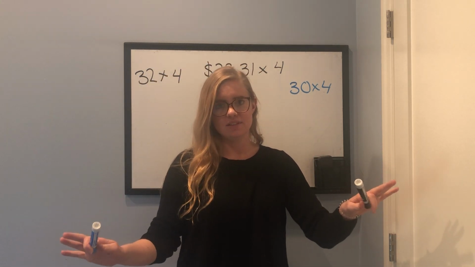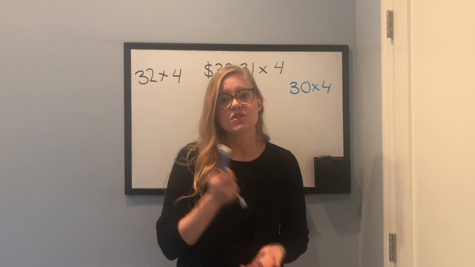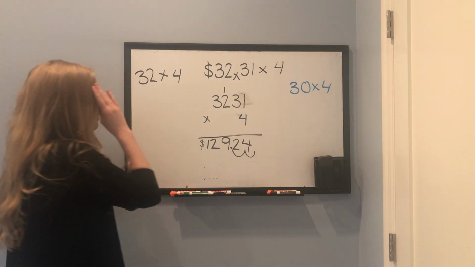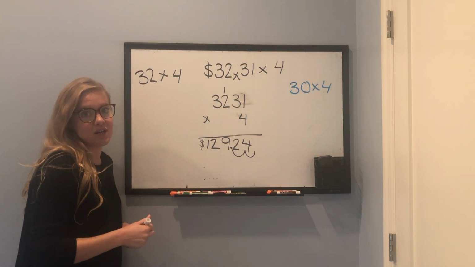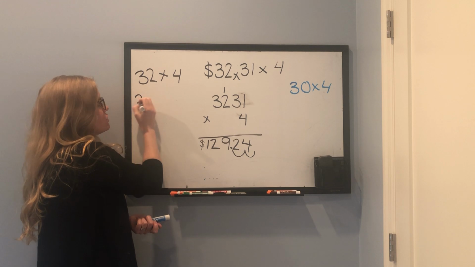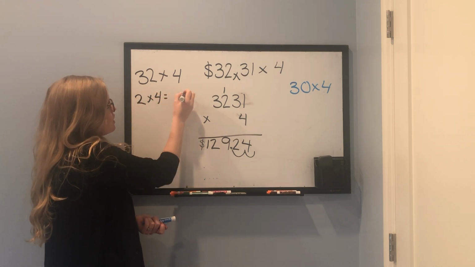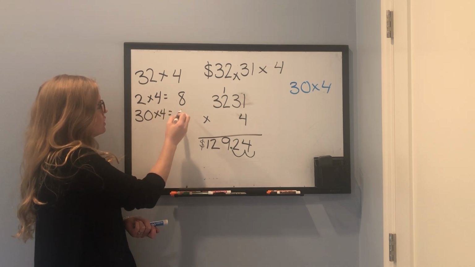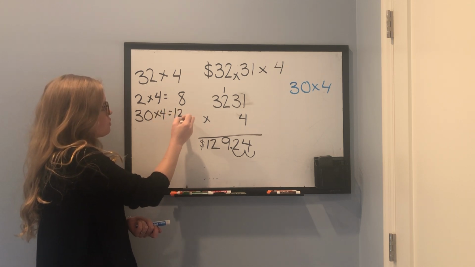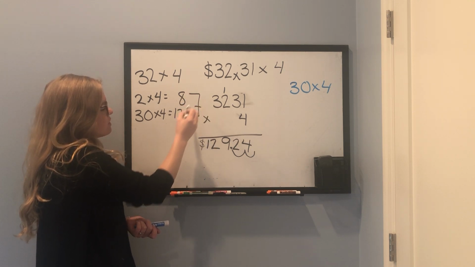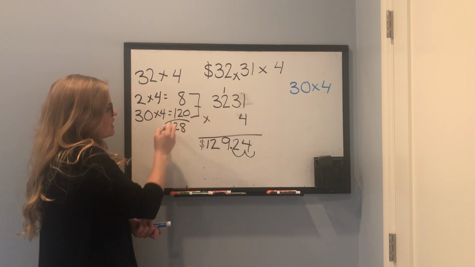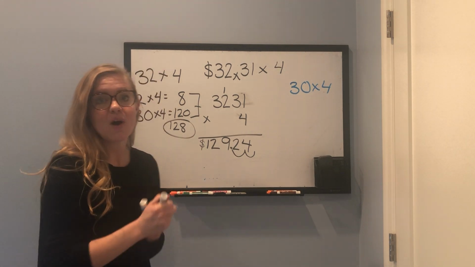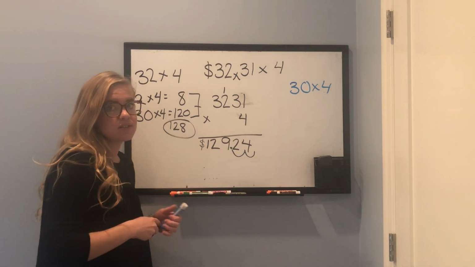Okay, so pause your device, but before you do, estimate 32 times 4 and estimate 30 times 4. Okay, pause. All right. Coming back, scholars, let's check our work by using estimation. So 32 times 4, if you like to use the tens and ones strategy like I do, you would know that 2 times 4 is 8. 30 times 4 is 120. So our estimation here is 128. Now 128 is pretty close to 129.